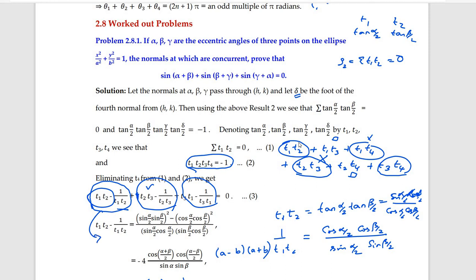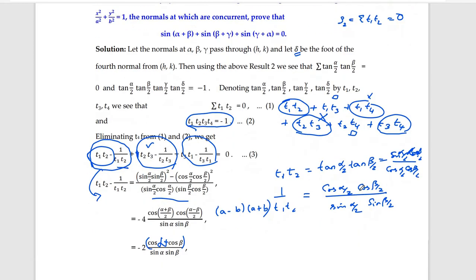Now T1 T2 minus 1 by T1 T2, that is nothing but tan alpha by 2 tan beta by 2 minus its reciprocal. Rewriting that, you get sin alpha by 2 sin beta by 2 divided by cos alpha by 2 cos beta by 2, and we need 1 by T1 T2, so that numerator goes to the denominator and the denominator comes to the numerator. Now if you consider T1 T2 minus 1 by T1 T2, when you take LCM, this is what you get: sin alpha by 2 sin beta by 2 the whole square, minus cos alpha by 2 cos beta by 2 the whole square.